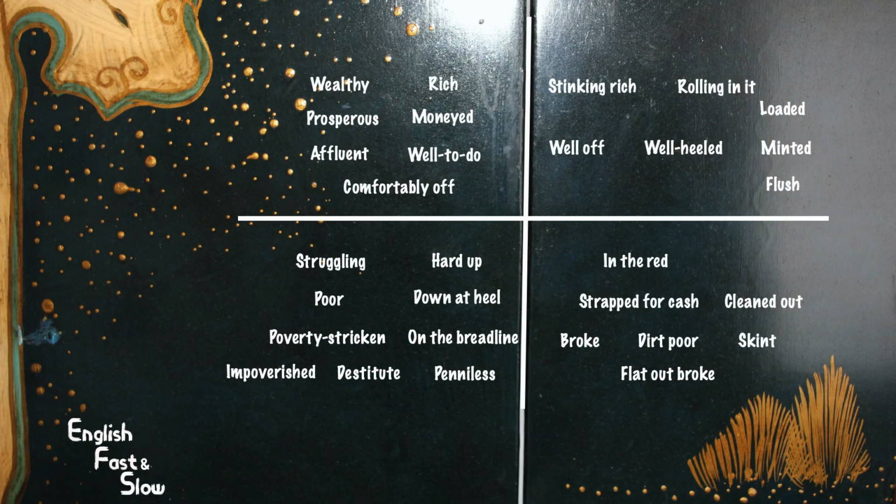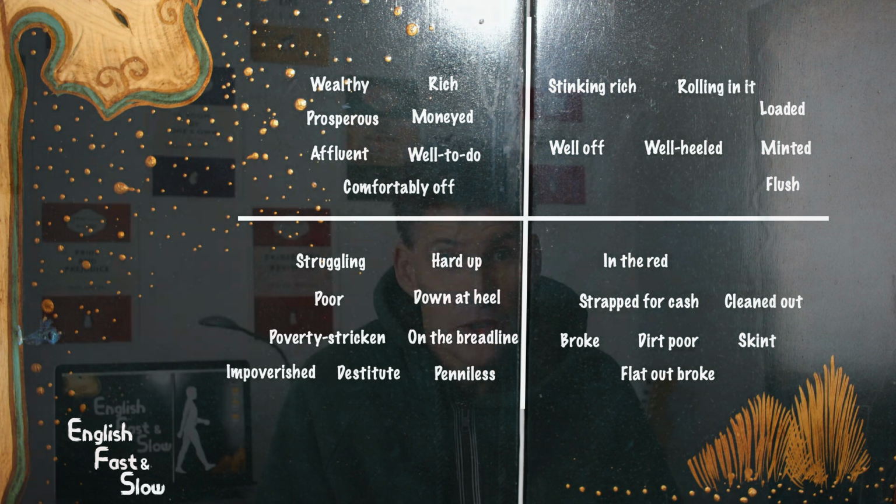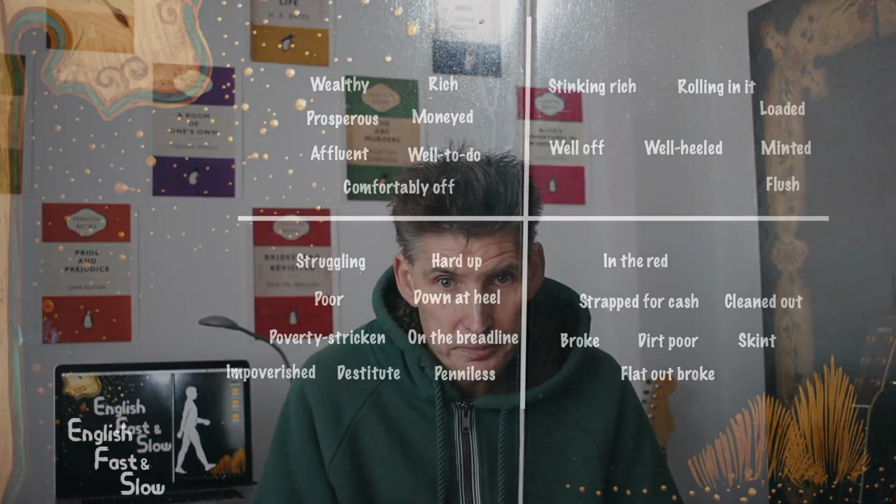And on the left-hand side, we've got more formal language. And on the right-hand side, we've got more everyday language. So let's take a look at some of these. You might read in a magazine or a newspaper article about an impoverished family or an area that was destitute. These are quite formal descriptions of almost extreme poverty. Anyone living in these conditions really doesn't have much money at all.